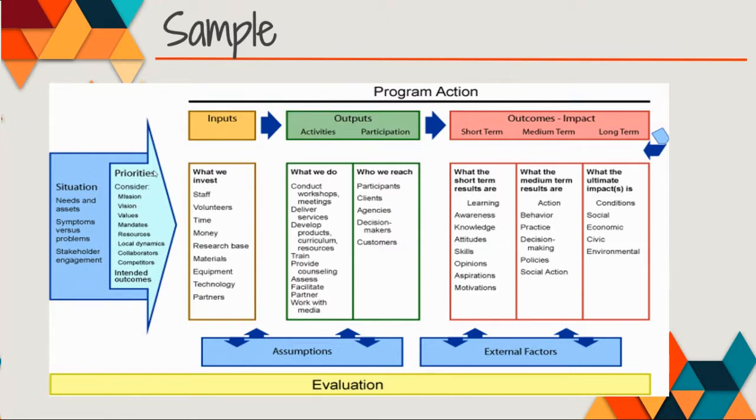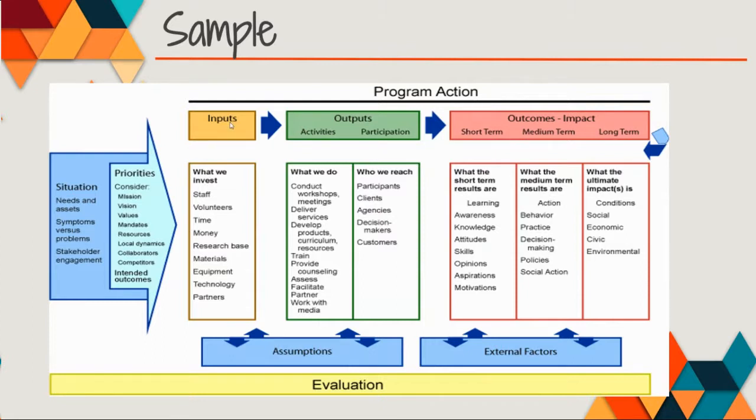Then if you look to the right of situation, you'll see the term priorities. This is where you would find description of the mission, the vision, certain values or philosophies that are found in the program. So what is the program intended to do? What is its mission and vision? That's where you would find description of the priorities. Then you move to the second major section of the logic model.